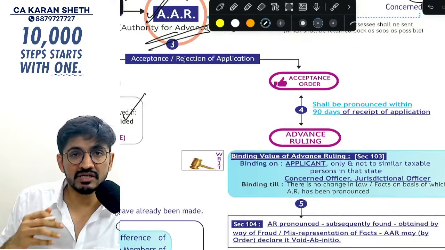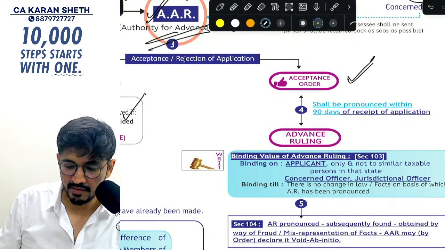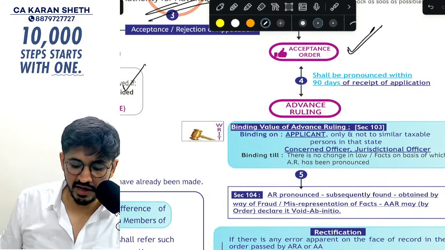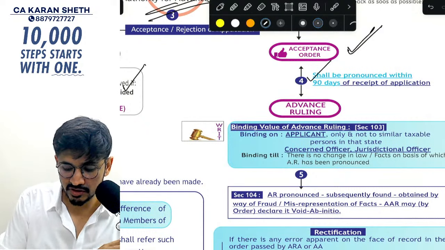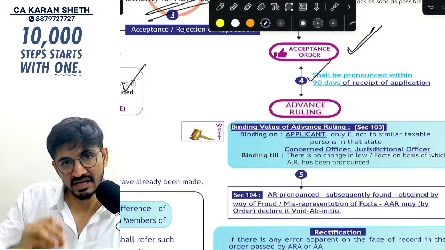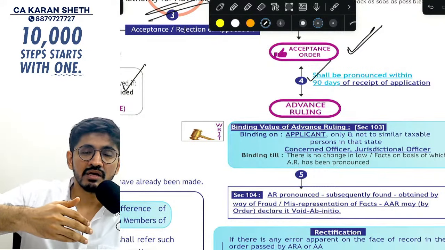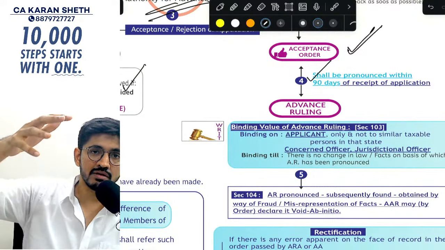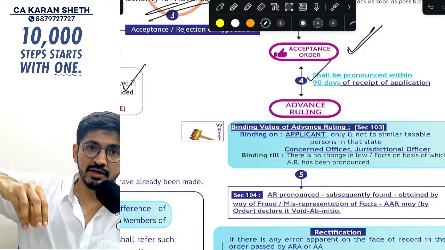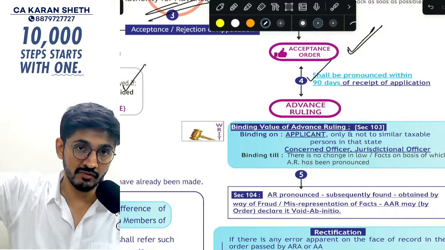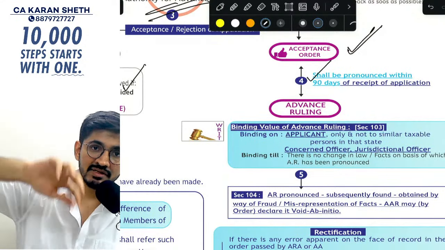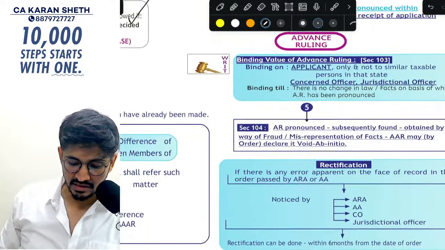Second, if it is not, then it will be accepted. And the decision of ARA will be within 90 days. There is no extension to that. Within 90 days, it will come. And it's even faster, because they understand that you are actually not starting your business because you are waiting for this clarity. Once you have this clarity, you will start your business, right?